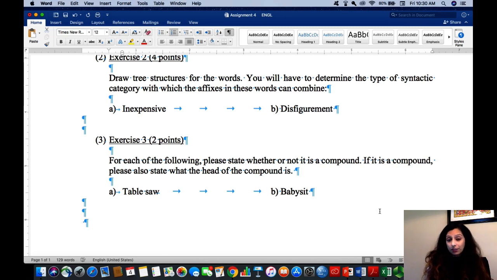There could be more than one way of doing it, just like unlockable, but like redoable, there may only be one way of doing it. So you have to be a little careful in deciding whether there are two ways of doing it or one way of doing it, all right?